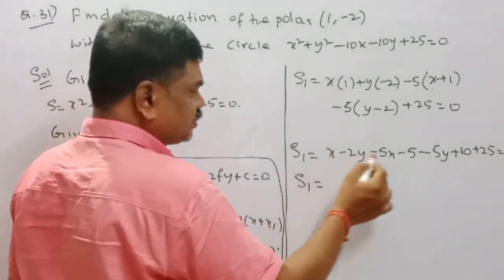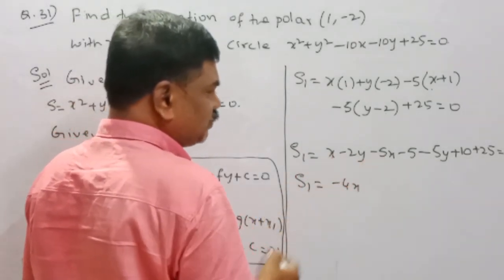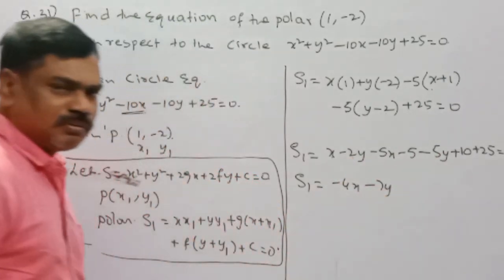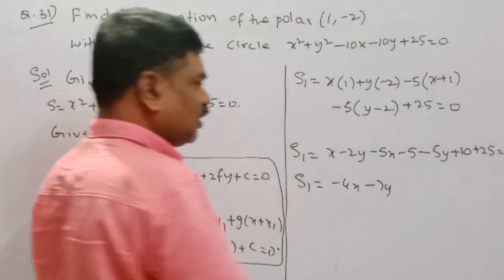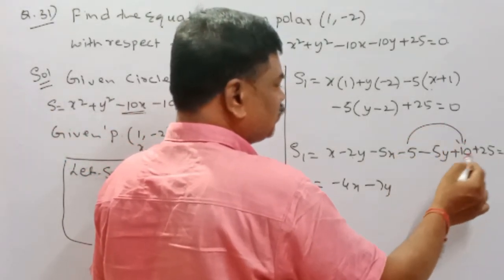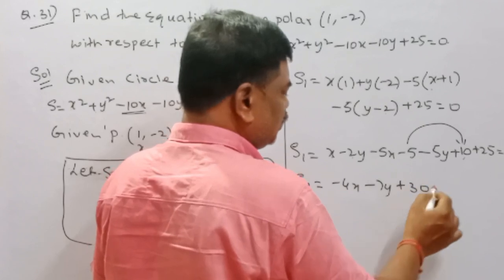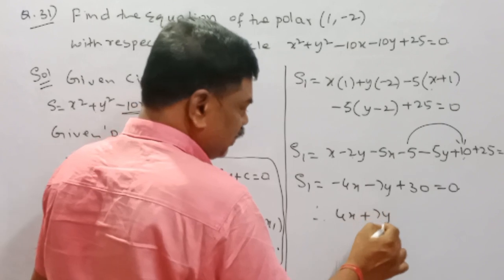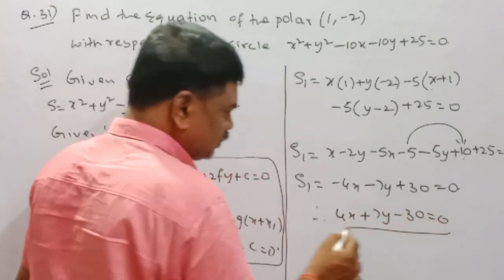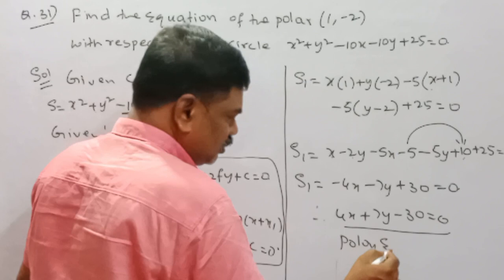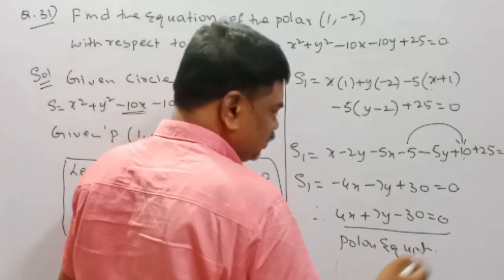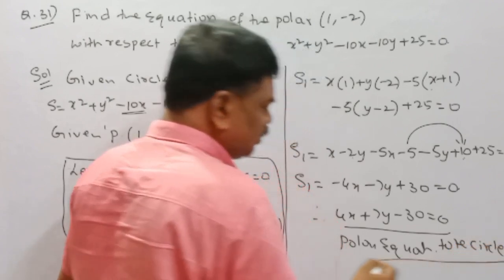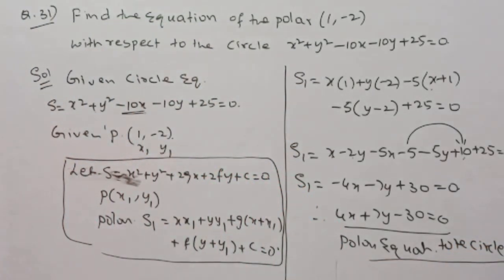S1 = x − 5x = −4x, −2y − 5y = −7y. Here this is plus 5, this is plus 30 equal to 0. Therefore, this is 4x + 7y − 30 = 0 is the polar equation. Polar equation to the circle. Okay, all of you?